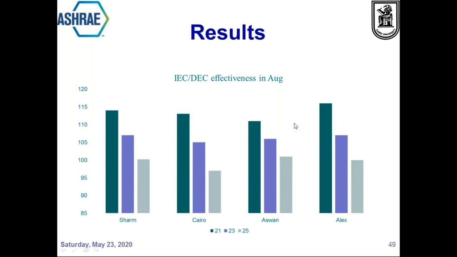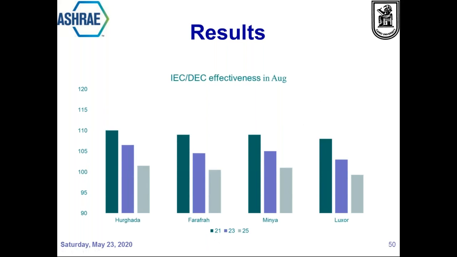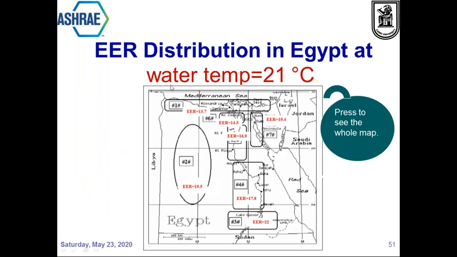You may ask me, how sure are the results to be repeated? We repeated the results at different times for certain locations, and it is repeated within plus or minus 0.5%. For example, here, that's the energy efficiency ratio. So if I have an evaporative cooling system in this zone, the energy efficiency ratio will be 19.5.